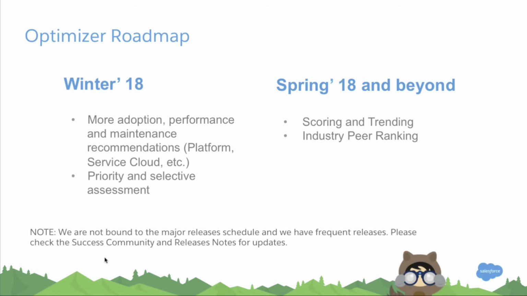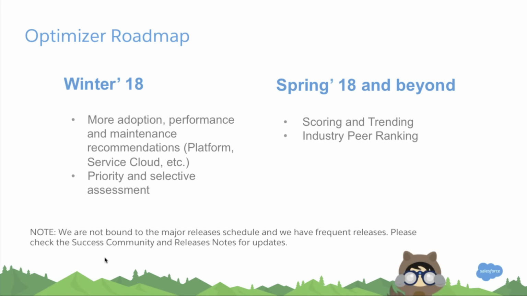The second thing is super exciting as well. That's peer ranking. How is your org actually measuring against peers in your industry or peers in your company size? Are you doing better? Are you leveraging the same set of features? So you can actually learn from each other. That's going to be further along the road. We don't have exact dates. That's going to probably be Spring '18 and after, but something we are currently looking at.